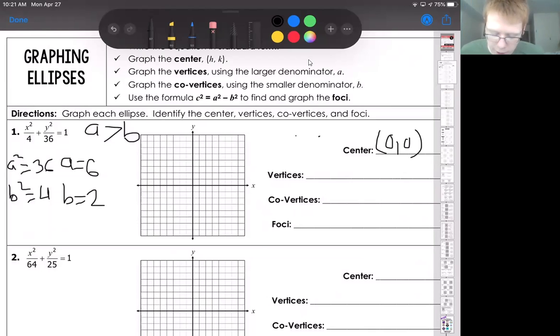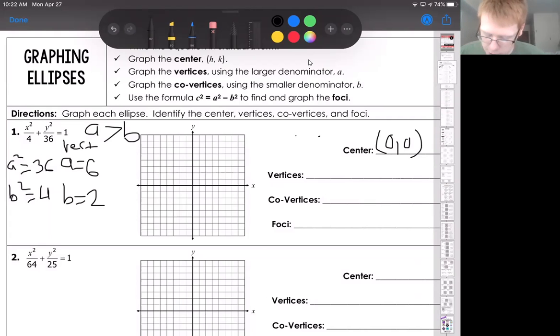So first off, another thing we might want to look at is whether this is going to be a horizontal or a vertical ellipse. Since my y value has the bigger number underneath it, this is going to be a vertical ellipse. For example, if you look at number 2, since x squared has the bigger number underneath, that would be a horizontal ellipse. It's going to be a wider one instead of a taller one.